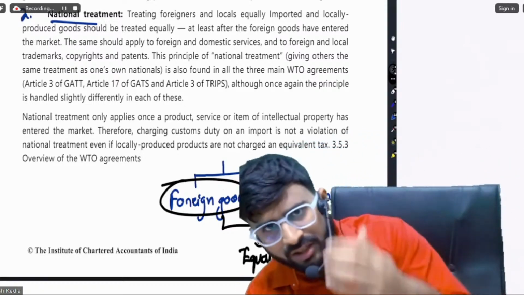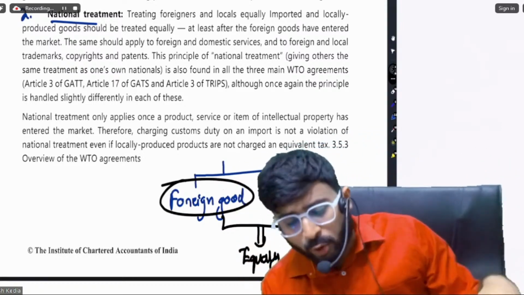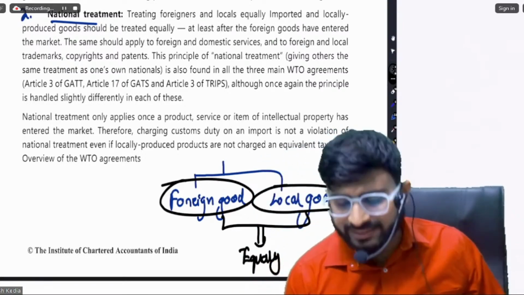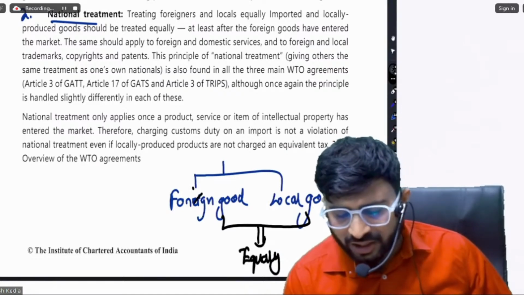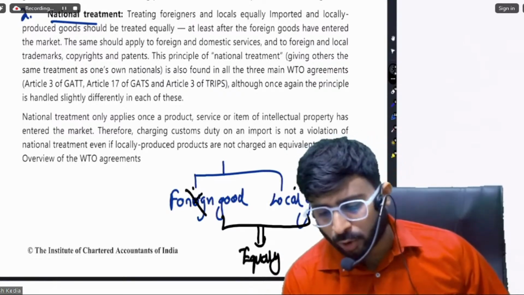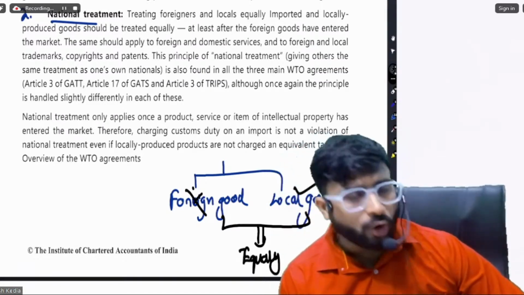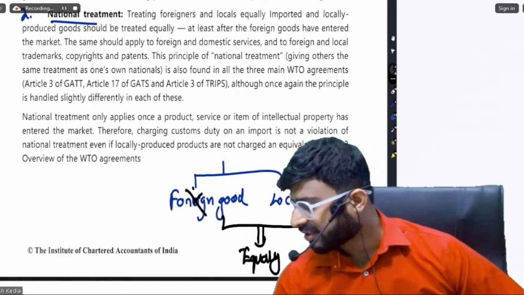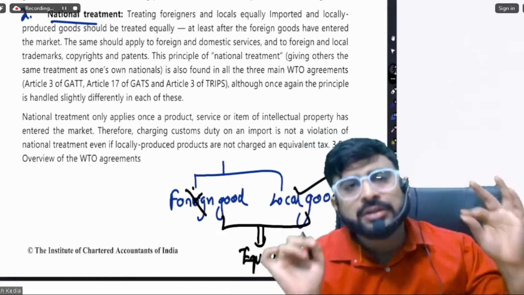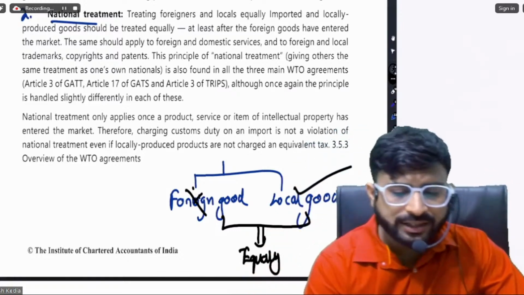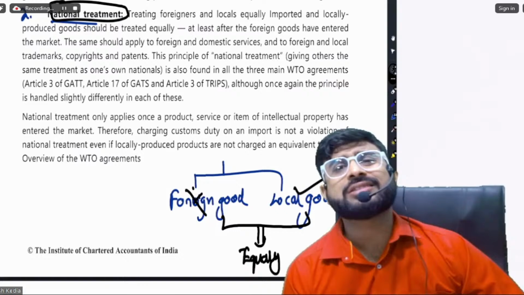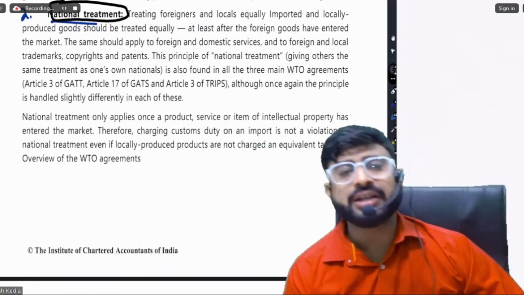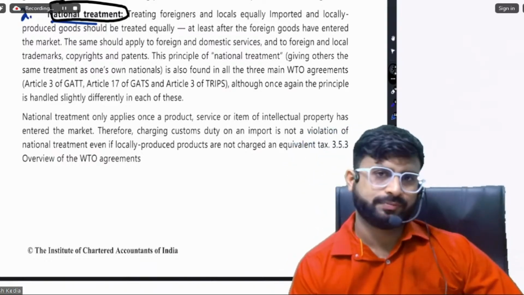एक बार विदेशी सामान इंडिया आ गया, उसके बाद उनके साथ भी वही ट्रीटमेंट होगा जो लोकल गुड्स के साथ होता है. It cannot happen that the Indian government doesn't allow foreign goods to be sold but allows local goods to be sold. No, it is not going to happen. If the goods are the same, then both have to be treated the same way. That is national treatment. Friends, is that clear?